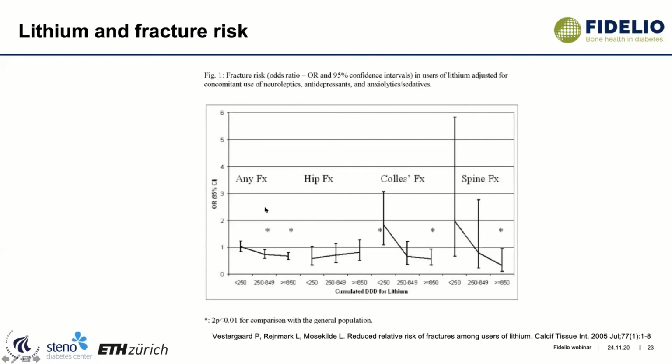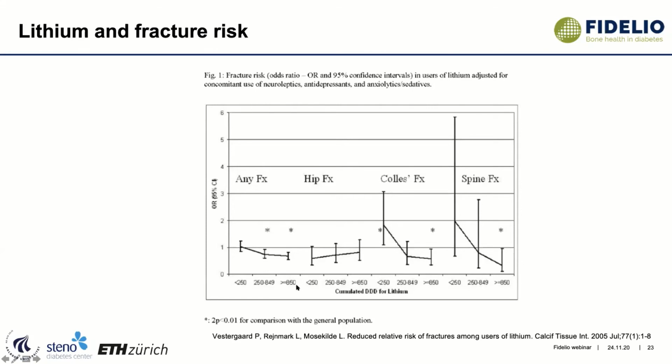Up the ordinate, you have the odds ratio of any fracture in the first part of the slides, and if you're around 1, you have the same expected risk of breaking your bones as a background population. Then it seemed for any fractures in the left-hand panel of the figure, that the more lithium, that is the accumulated dose down below on the abscissa, the less fractures you had. Actually, if you had used more than 850 defined daily doses, or a little bit more than 2 years, if you used 1 defined daily dose or 1 dose every day, you had fewer fractures.